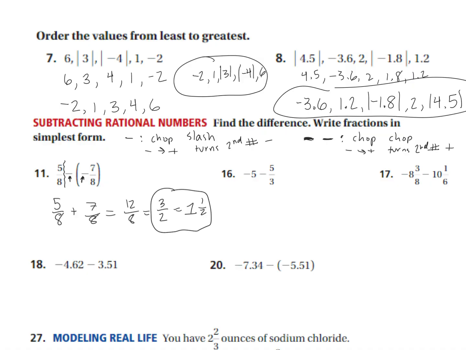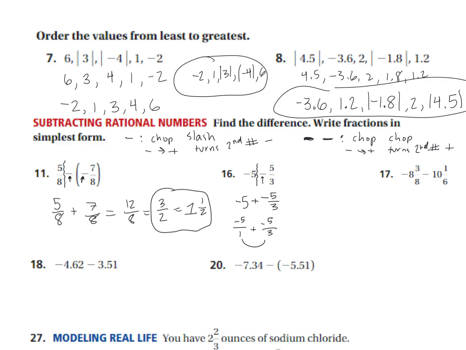Number 16, again, draw your line. This is the reason I draw that line, because we always are looking after the first number. Sometimes we get the negative attached to the first number included in there. Nope. Okay, there's only one minus sign after it, so this is a chop slash situation. Minus 5, chop slash, plus negative 5/3.